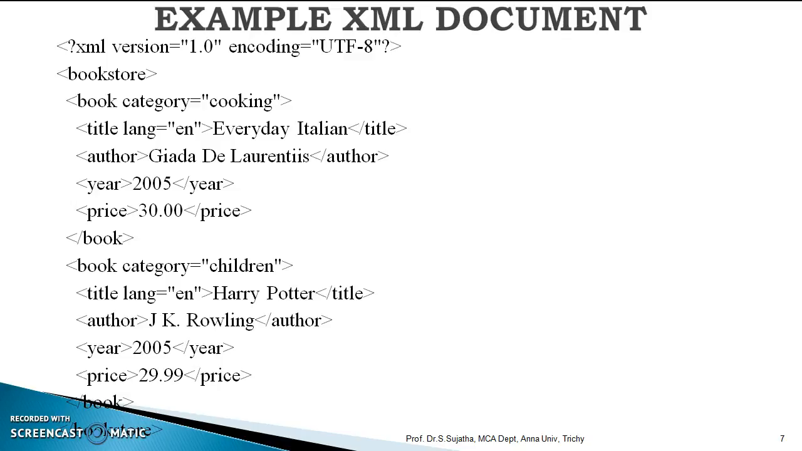The root node of this XML document is bookstore. This is the root element.